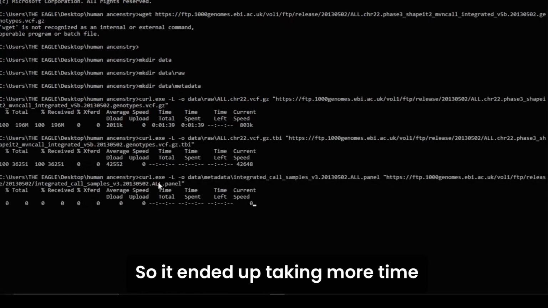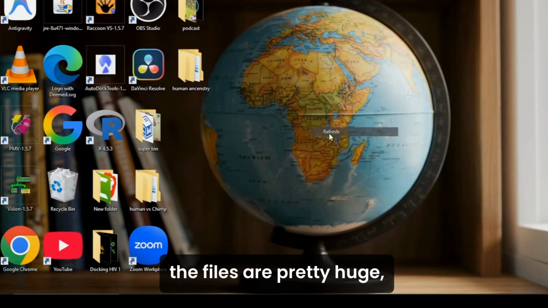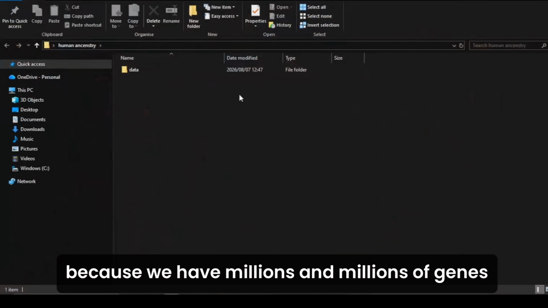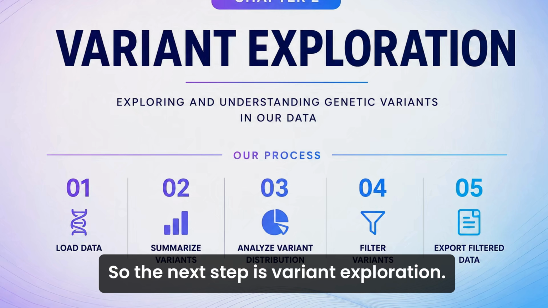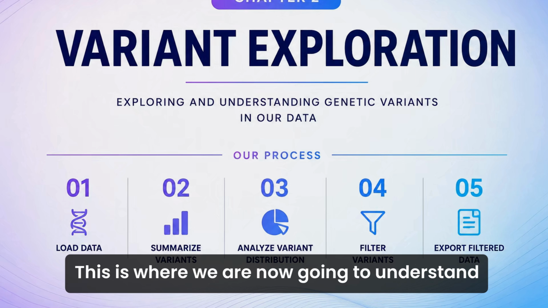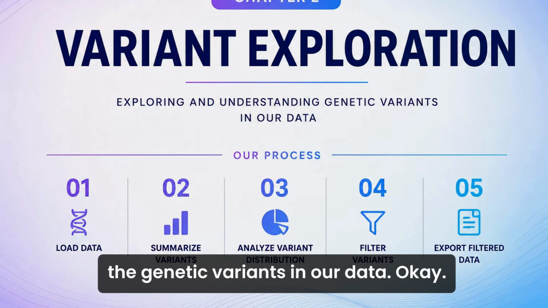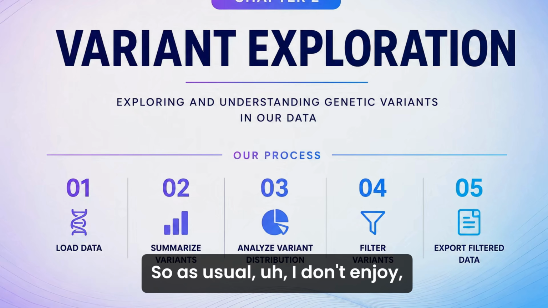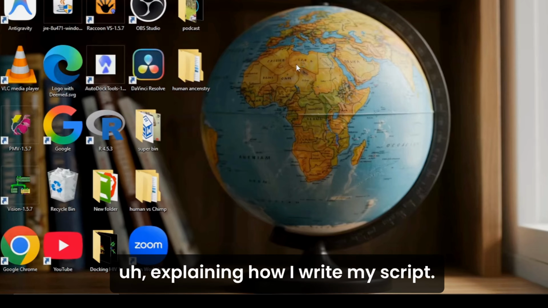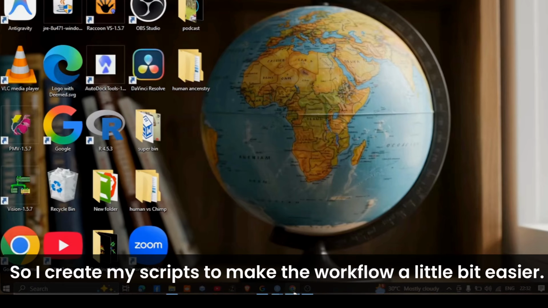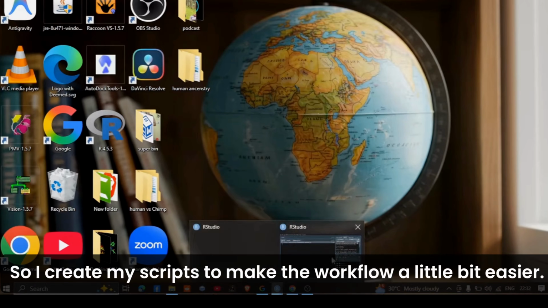It ended up taking more time because the files are pretty huge, because we have millions and millions of genes from different individuals. So the next step is variant exploration. This is where we are now going to understand the genetic variants in our data. As usual, I don't enjoy explaining how I write my R scripts, so I pre-write my scripts to make the workflow a little bit easier.